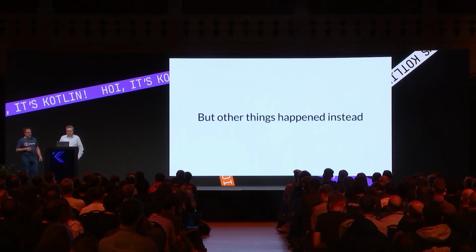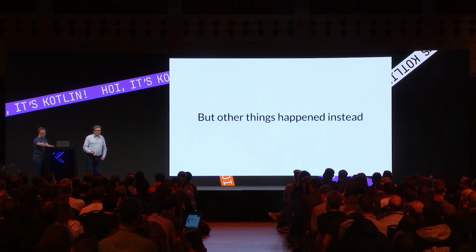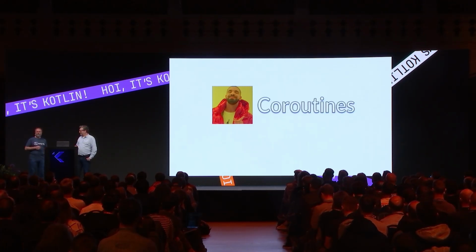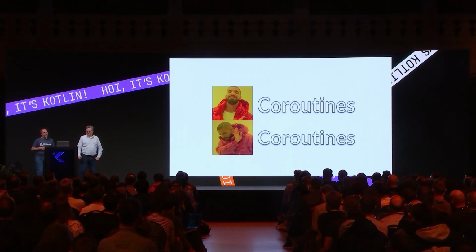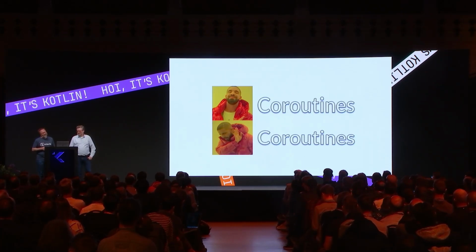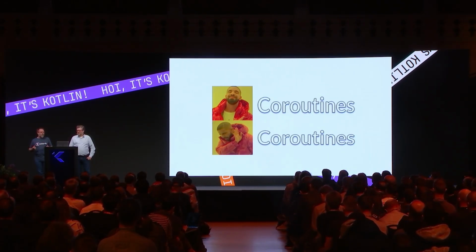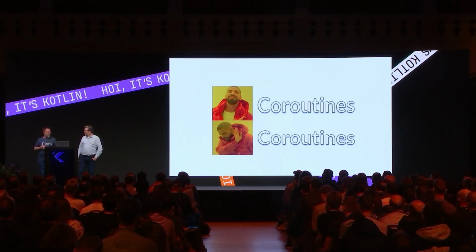So we didn't get type classes, we didn't get do notation, but we got other things. Right? Coroutines. Coroutines came along after the initial release of the language and have had a major effect on the way that many people use it. Now, Kotlin inherited its original concurrency mechanism from the JVM.